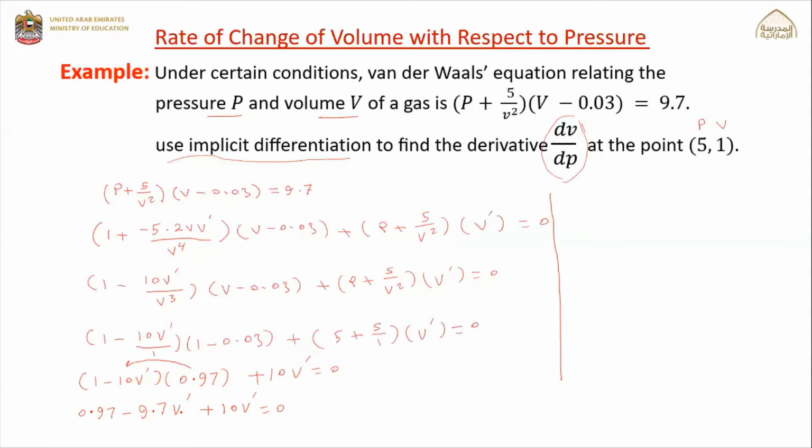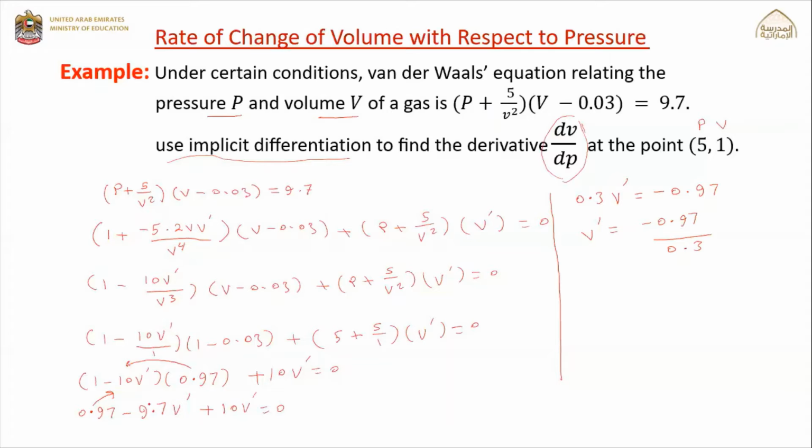Now, minus 9.7V' plus 10V' will give me 0.3V', and when I take the 0.97 to the other side, it will be negative 0.97. So here V' equals minus 0.97 over 0.3.